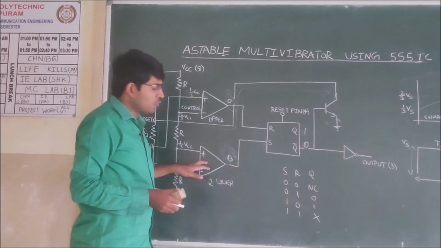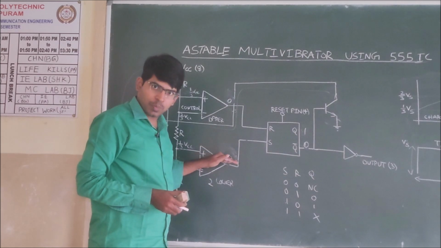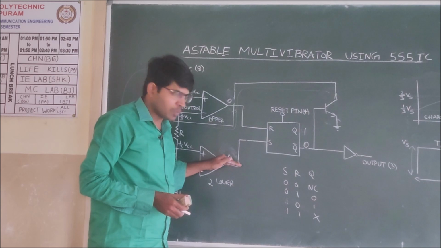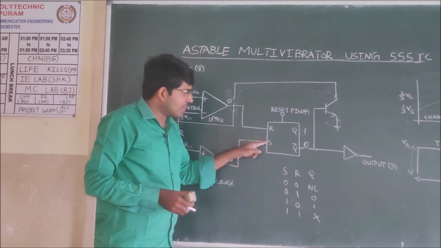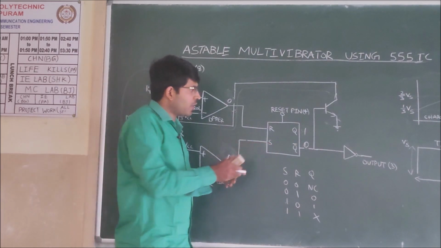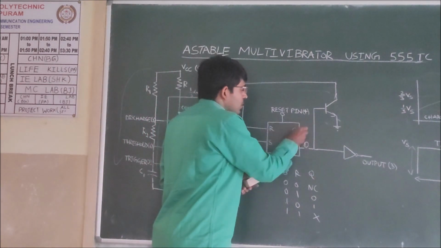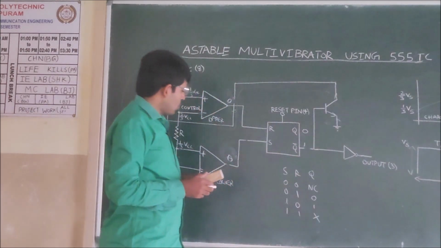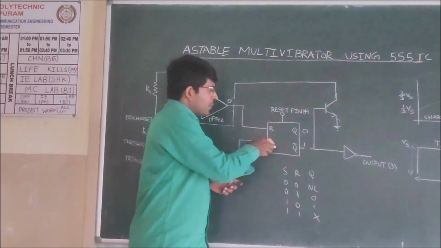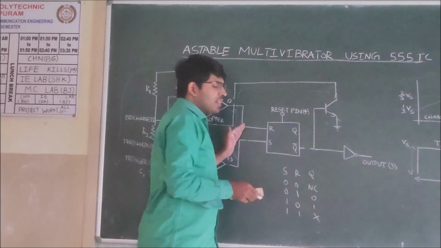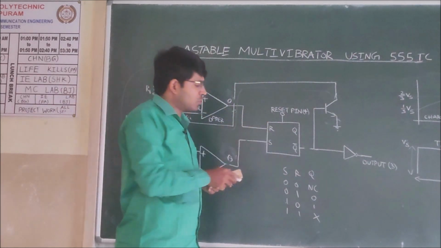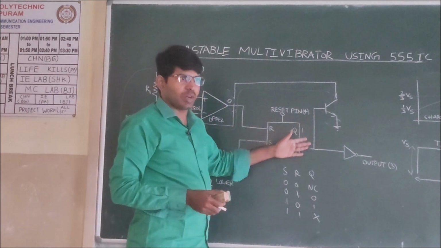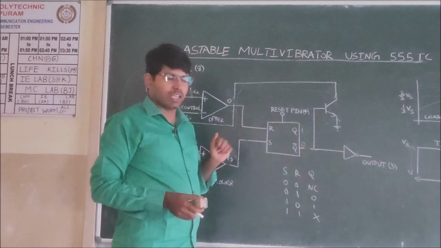When the output of the comparator becomes 0, at that time the set pin is 0. So actually, only when the reset pin is 1 does Q become 0. Because the set pin is 0, it remains in the previous state as usual. The previous state is Q 1 and Q bar 0, and it remains in the previous state as usual.